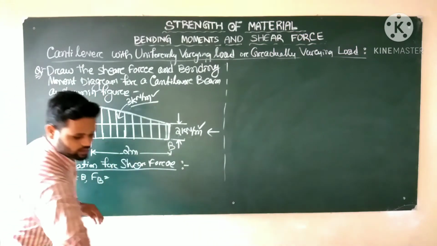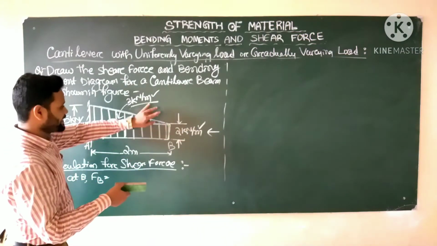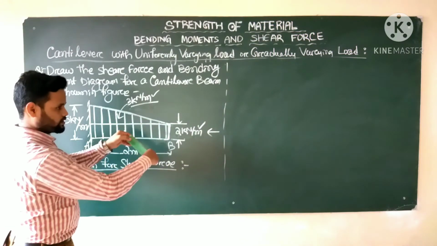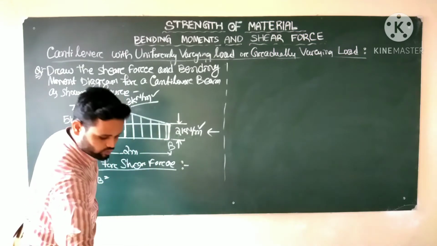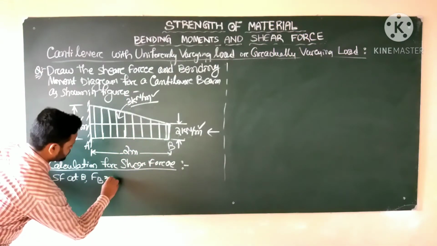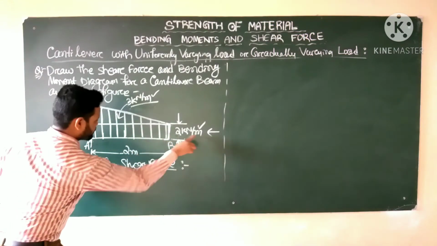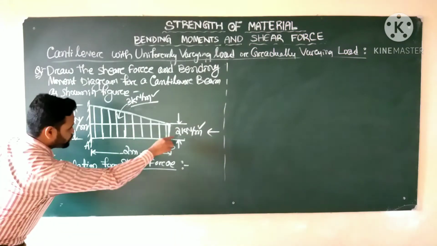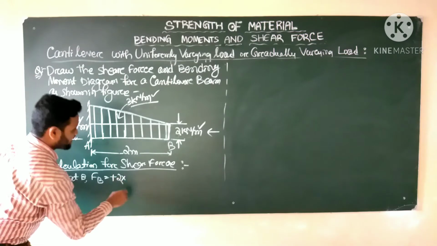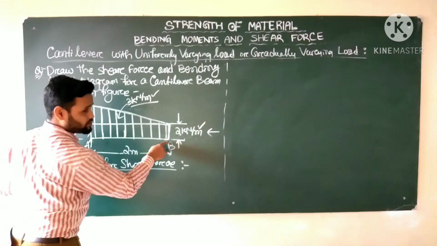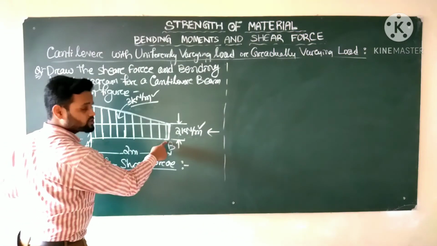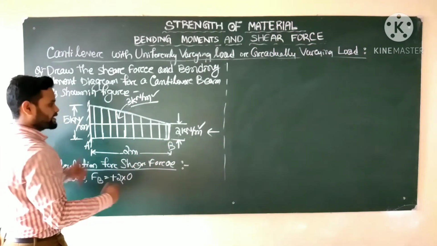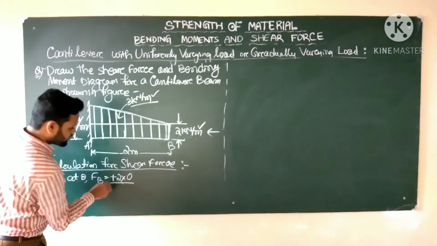As due to the UDL and UVL, the right hand side of the beam moves downward, and the right hand side of the beam moving downward means positive shear force. So for UDL of 2 kN per meter, the value is plus W into X. W means 2, and X means the distance. We are calculating at B, which is the starting point, so the distance is 0. So plus 2 into 0. This part is for UDL.